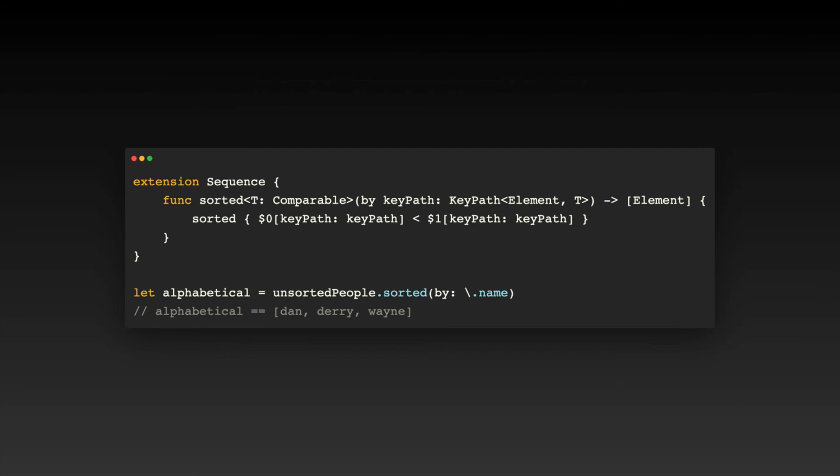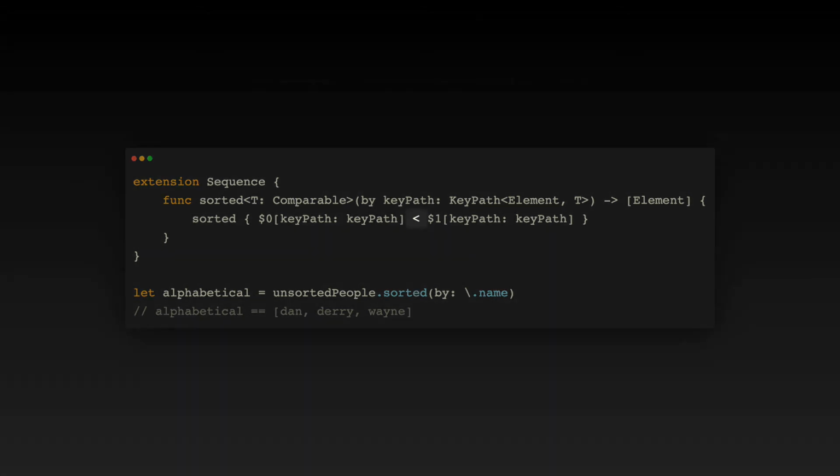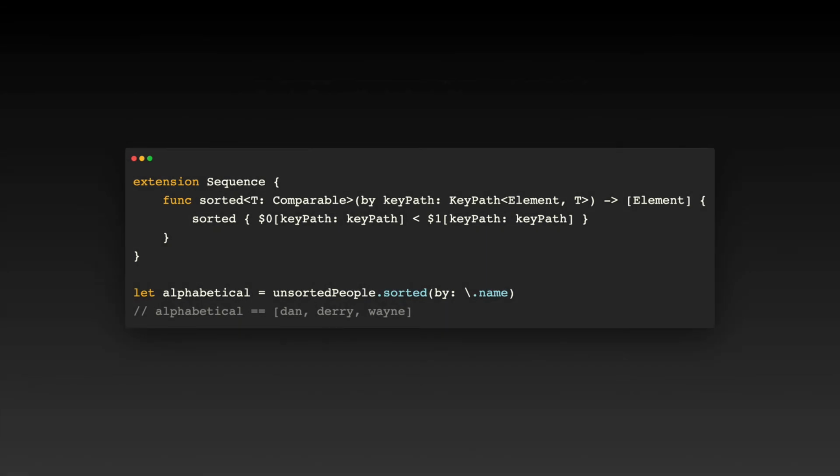A couple of things to note about this extension. First, this method assumes that you want to sort in ascending order, but you can write it in whatever way makes sense for your use case. You could even further extend it to also take in a closure like the built-in sorted function so that your sort order could be defined at the call site. But I'll leave that as an exercise for you to try out on your own.